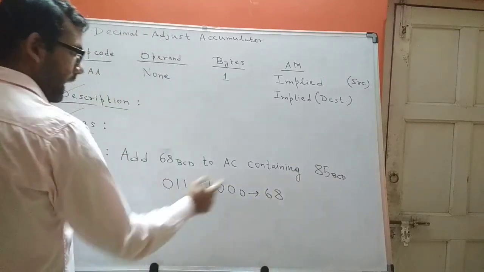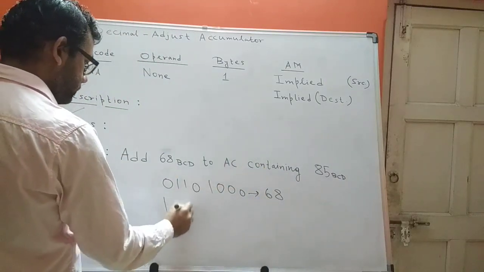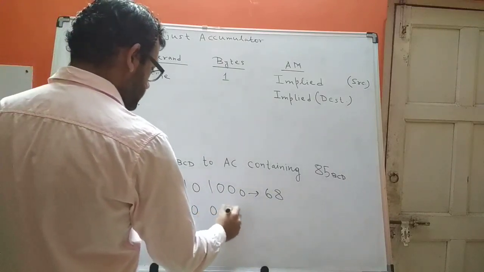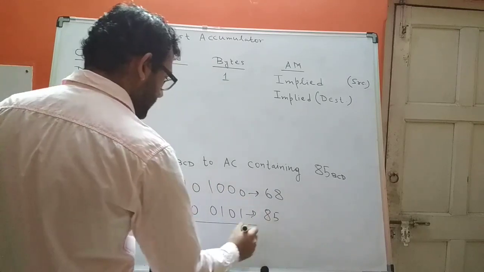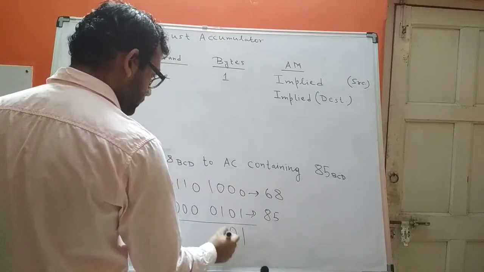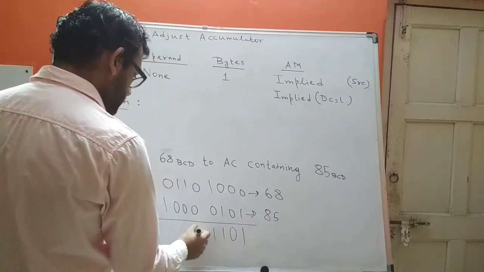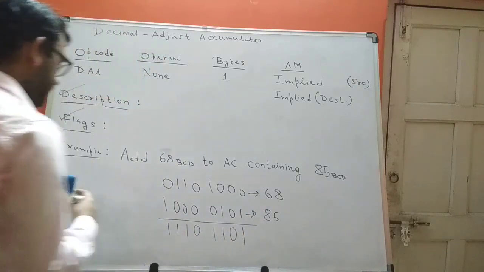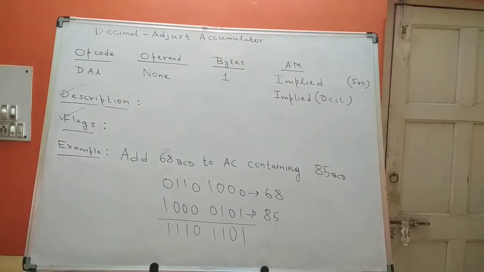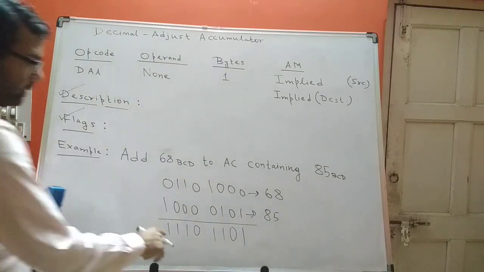This is 68. And what about 85? 85 is 1, 0, 0, 0, 1, 0, 1. This is 85. Now let's add. If I add, I'll get 1, 0, 1, 1, 0, 1, 1, 1. Now look at this. When I've added 68 and 85, what I have is 1110.